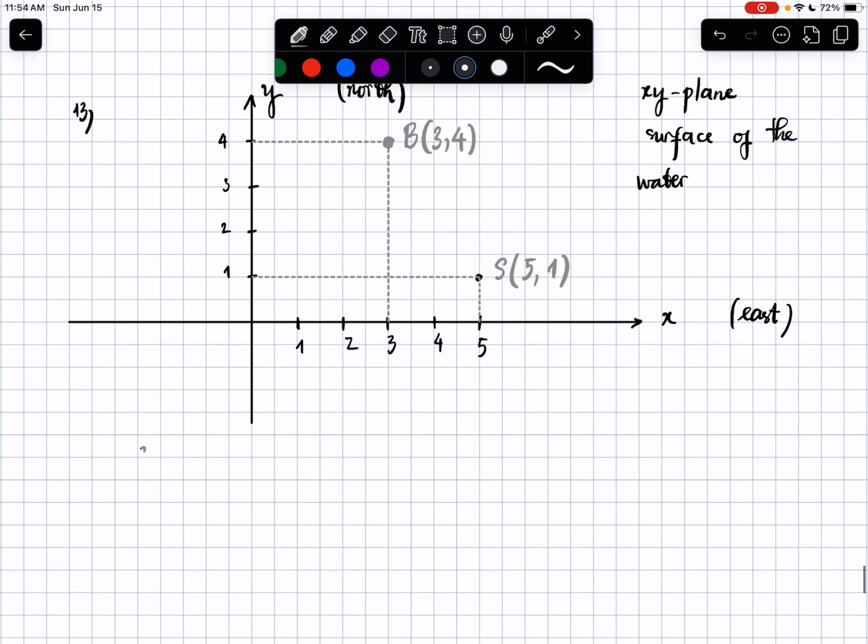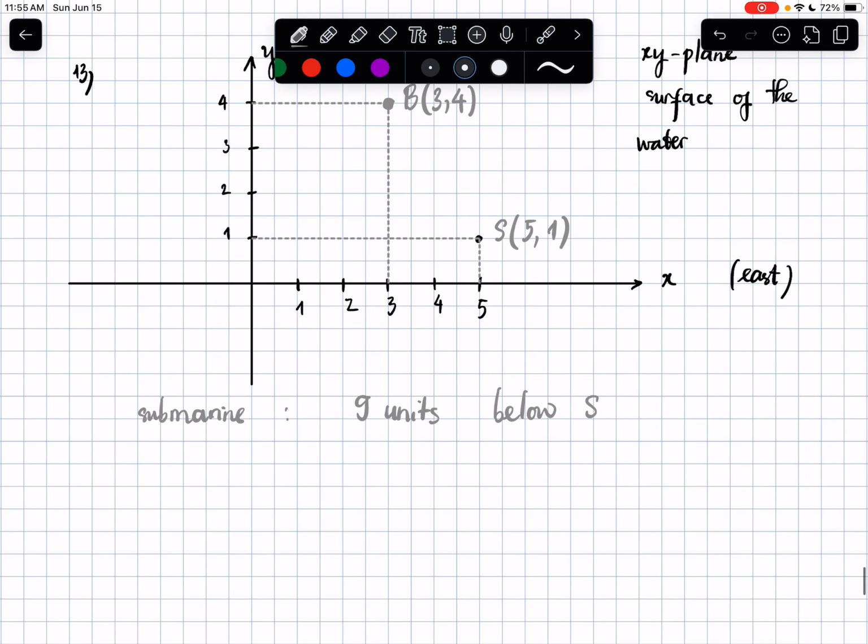And the submarine is 9 units below S. So let's put the submarine. We are talking about three-dimensional space. The submarine has the coordinates 5, 1, minus 9, because it is 9 units below S, right? So the z component is minus 9.